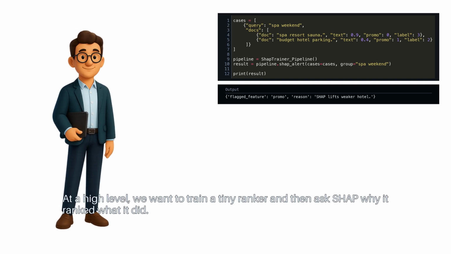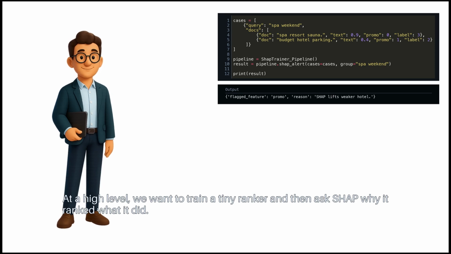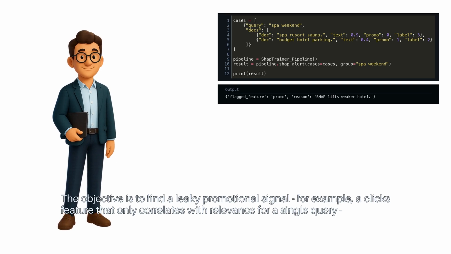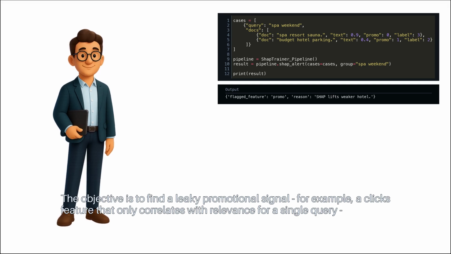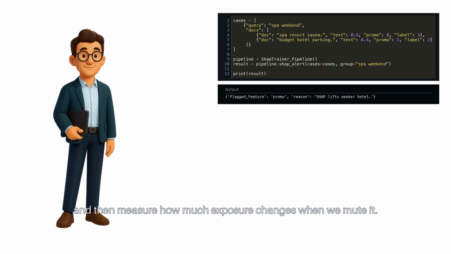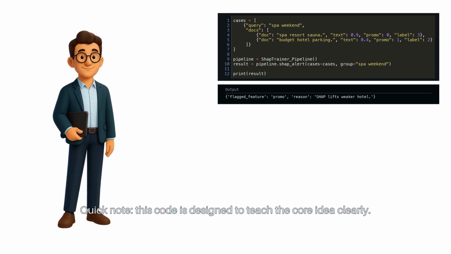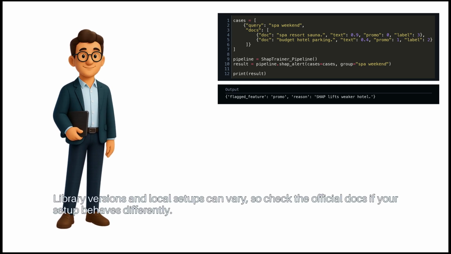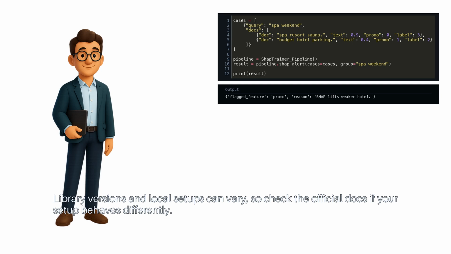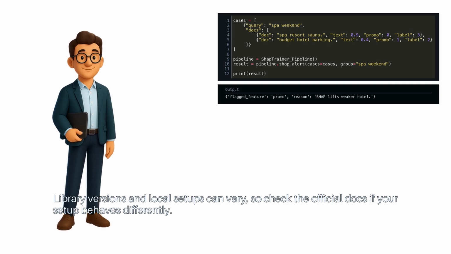At a high level, we want to train a tiny ranker and then ask SHAP why it ranked what it did. The objective is to find a leaky promotional signal, for example, a clicks feature that only correlates with relevance for a single query, and then measure how much exposure changes when we mute it. Quick note, this code is designed to teach the core idea clearly. Library versions and local setups can vary, so check the official docs if your setup behaves differently.